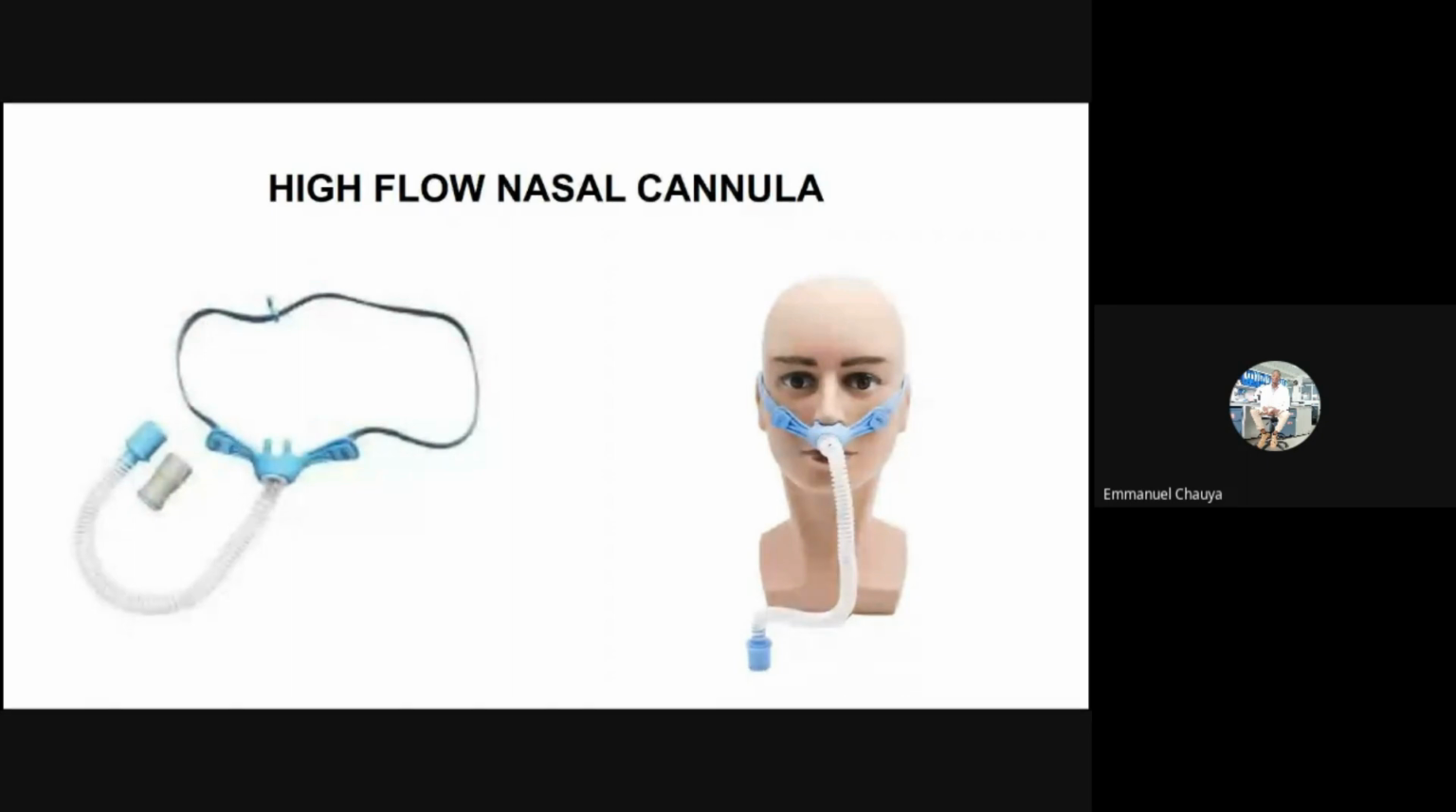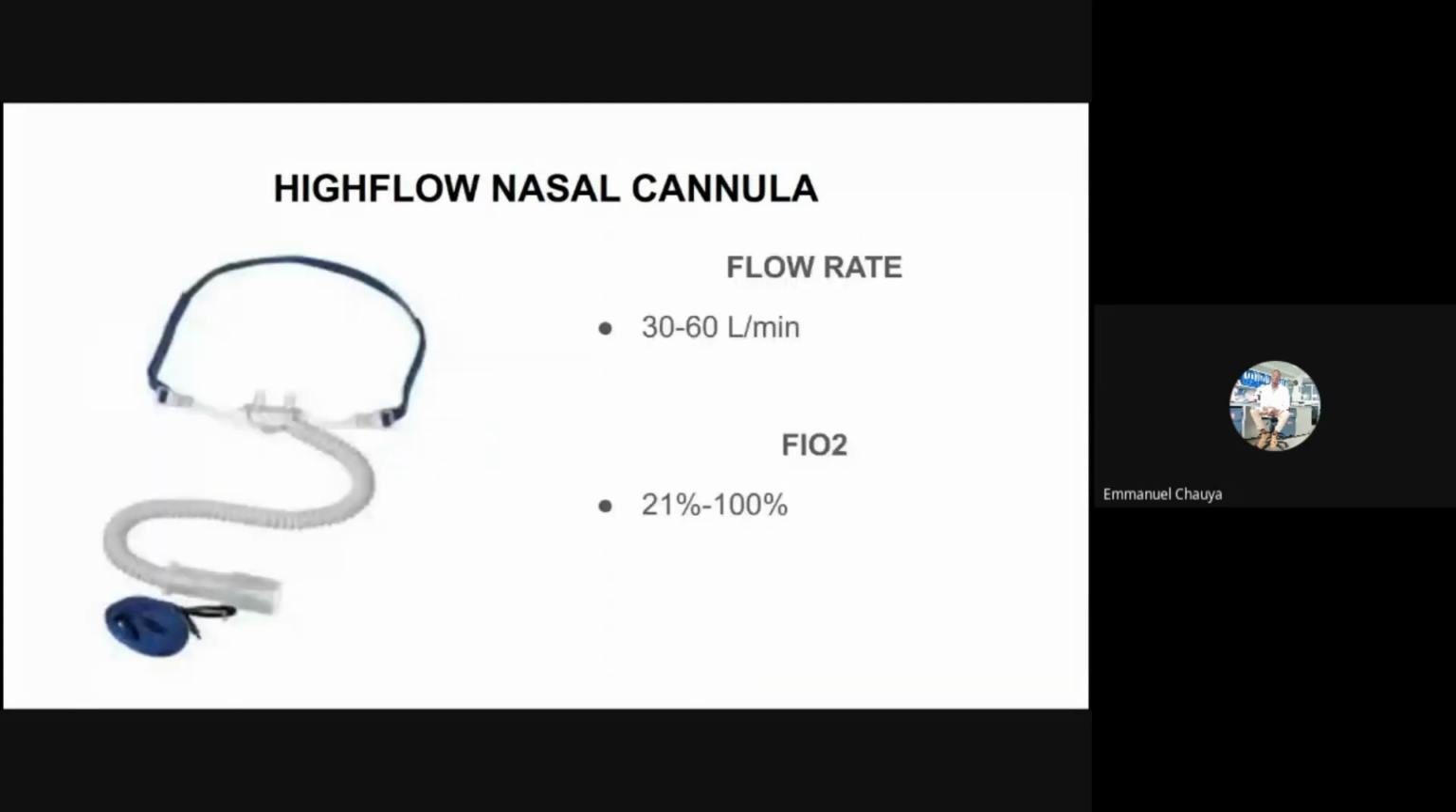And this high flow nasal cannula has a flow rate of 30 to 60 liters per minute, which is really high as compared to the low flow nasal cannula, which ends at 6 liters. And the fraction of inspired oxygen for a high flow nasal cannula ranges from 21% to 100%.